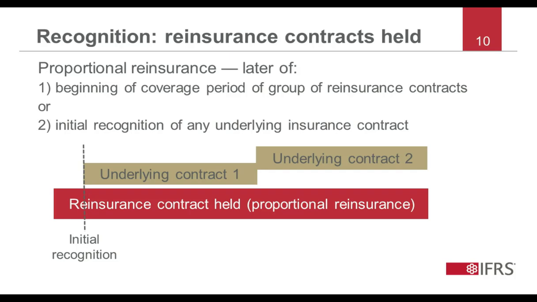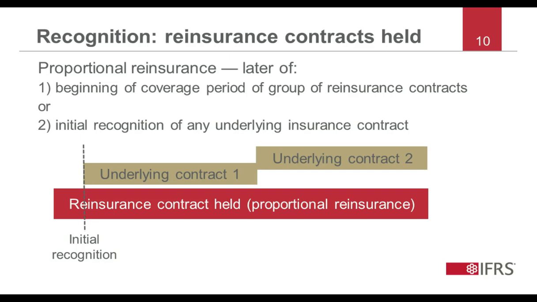An entity measures a reinsurance contract held when it is initially recognised. The timing of when a cedant recognises reinsurance contracts held depends on whether the reinsurance is proportional or not. We will discuss first proportional reinsurance. Proportional reinsurance provides proportionate coverage for the purposes of these slides.